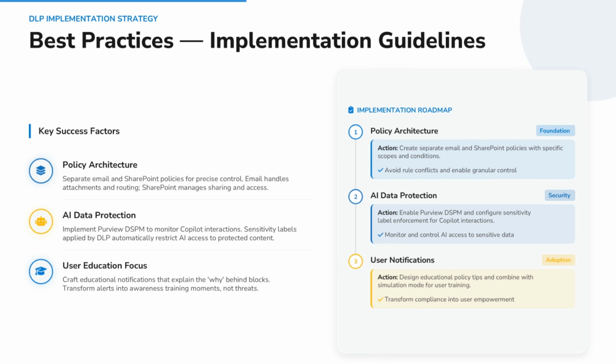So when you put all of this together, separating your policy for better control, protecting your data from AI, and guiding your users with clear, actionable notifications, you transform your DLP from a background tool into a proactive safeguard that genuinely supports the way people work. These are the exact approaches that organizations that I've worked with have used to achieve real world success with Purview. And they're the same approach that you can start applying today.